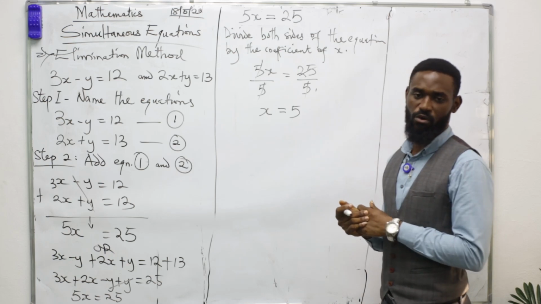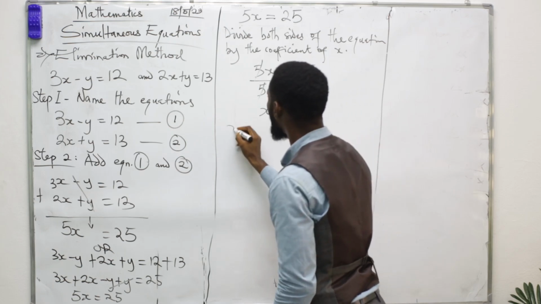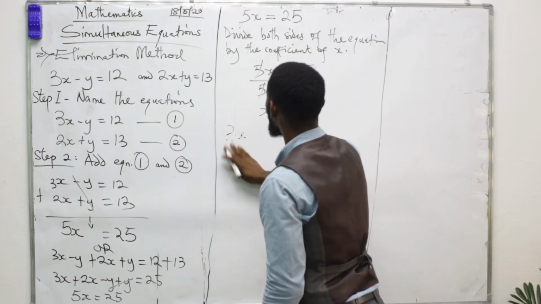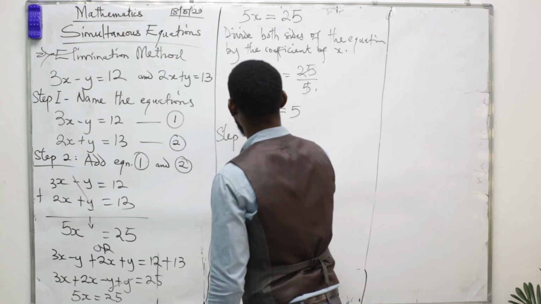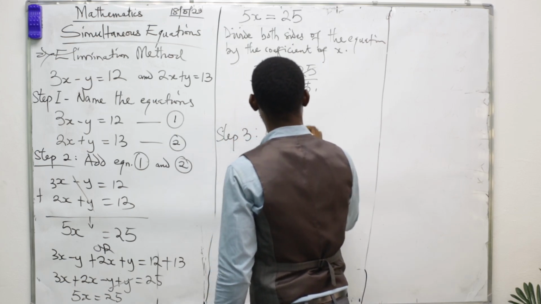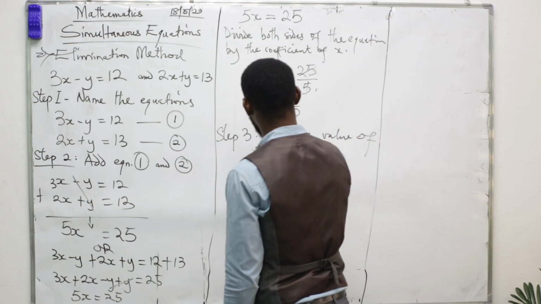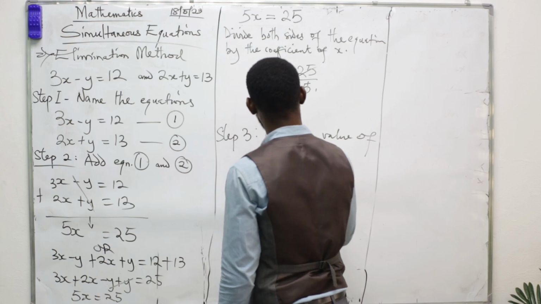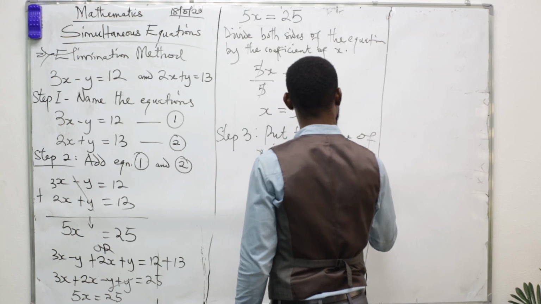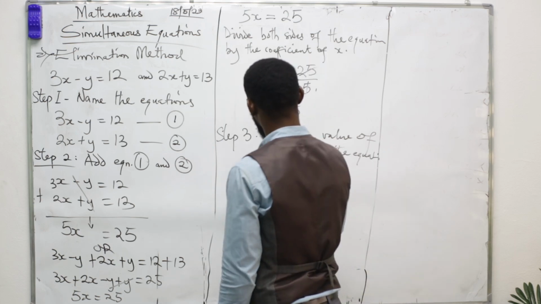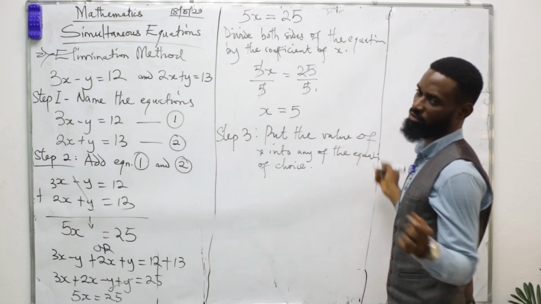Any of the equations of our choice. For me, let's use equation 1. So we have 3x. I think this is another step you should know. Step 3: put the value of x into any of the equations of your choice.